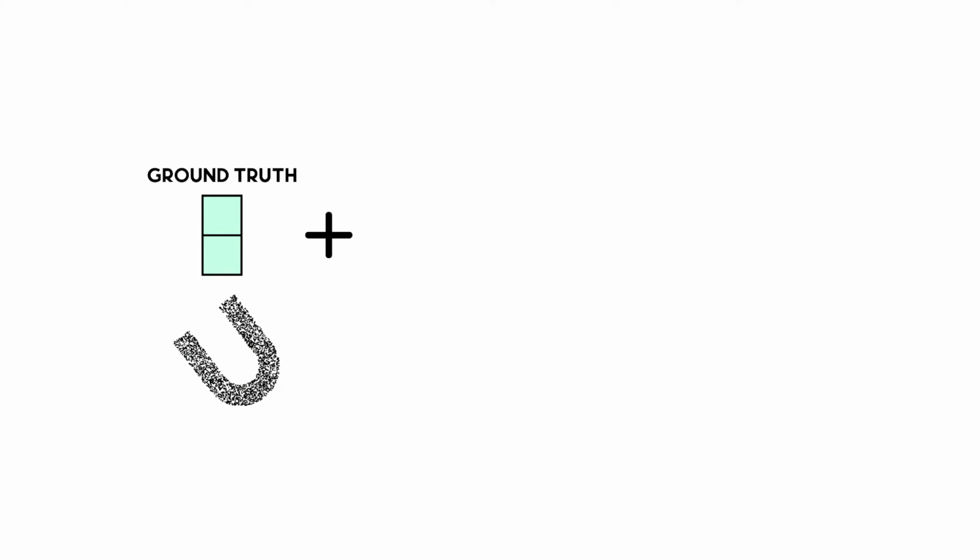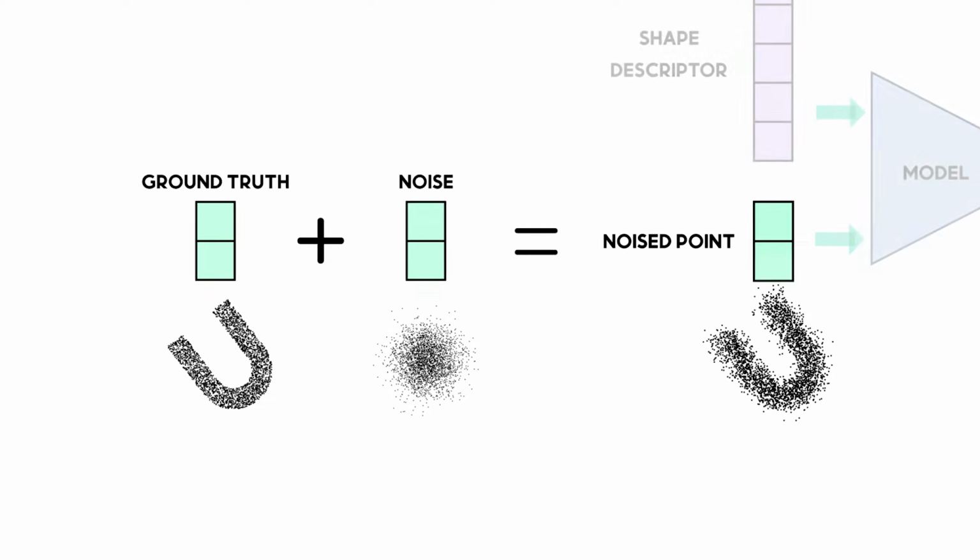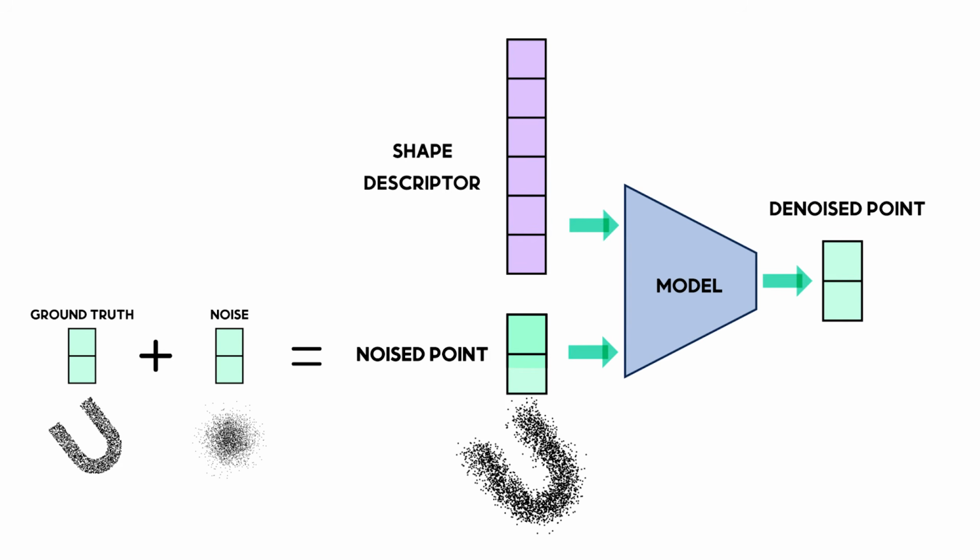What happens at each iteration is that you take a point in this point cloud and you add a little bit of noise to it. You corrupt it, and you then take that noised point and you concatenate it to the shape descriptor vector for that point cloud. Both these pieces of information go into the model, and the model's role in this is to predict the original uncorrupted point, the denoised point. And so the model is kind of in charge of reconstructing the original point cloud.